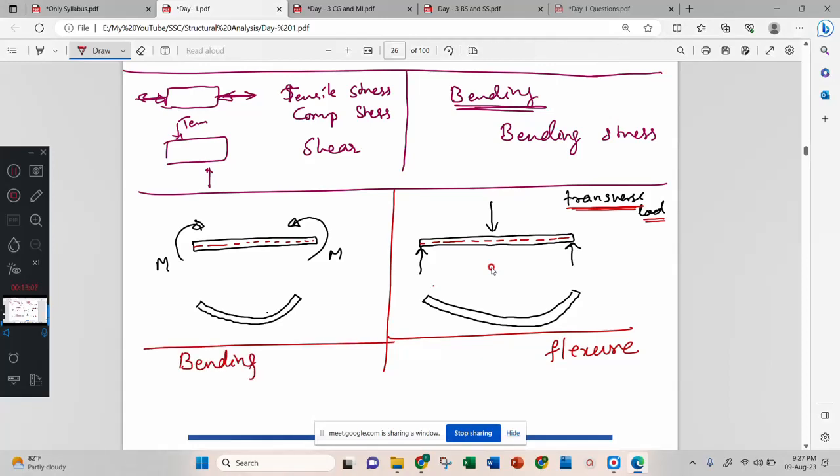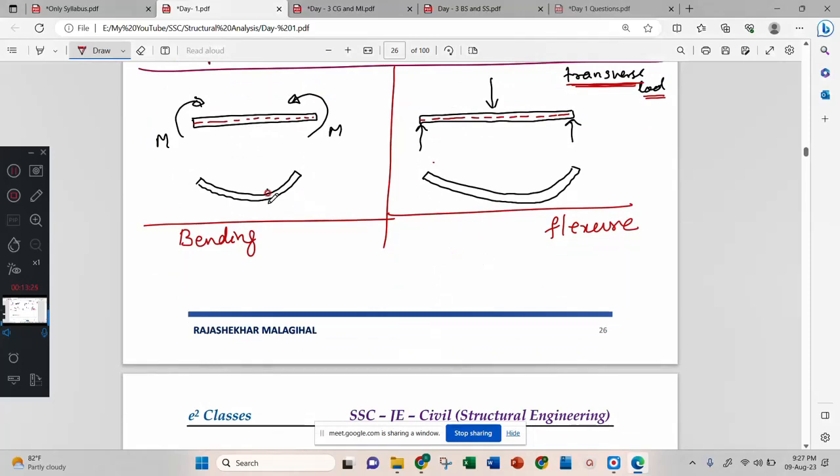This is flexure and this is bending. Flexure means the result of the flexure is also a bend. Bending is also a bend. But in flexure, we are applying transverse force and bending. And in bending, we are applying moments and bending. Then what will be the profile of the bend? One more thing: applying moment and bending is called pure bending.